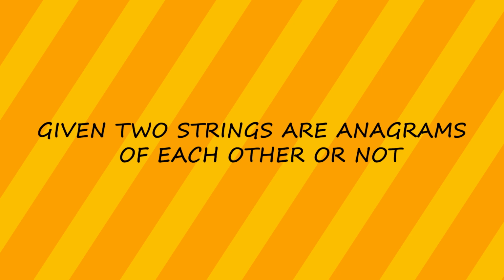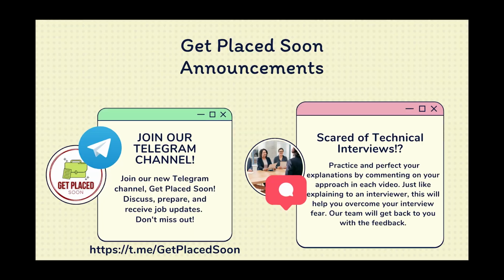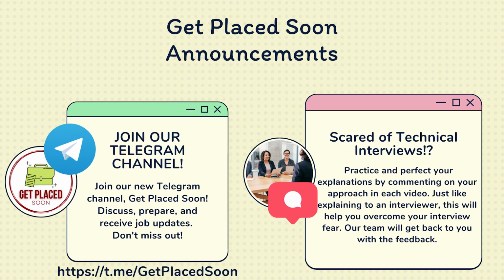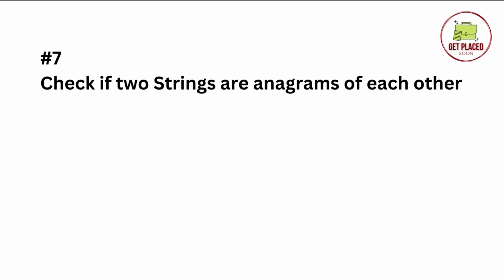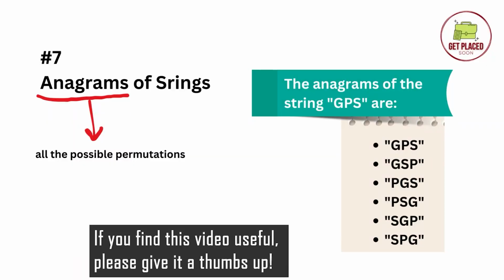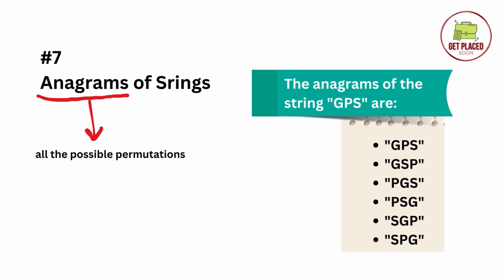In this video, we're going to see if the given two strings are anagrams of each other or not. Now first let's understand what the question is. What is meant by anagrams? Anagrams means all the possible permutations. Now anagrams of a string means all the possible permutations of the given string.